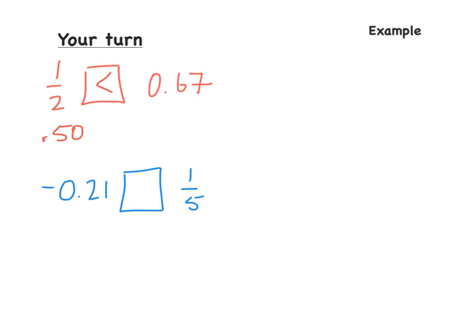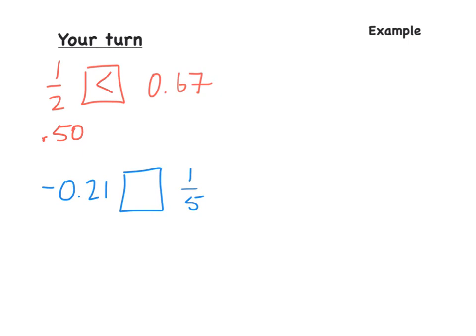All right, so let's look at the second one. We have a negative 21 hundredths and 1/5. First off, let's think about this. This is a negative number. This is a positive number. Which one is going to be greater, the negative or the positive? The positive is always going to be greater.